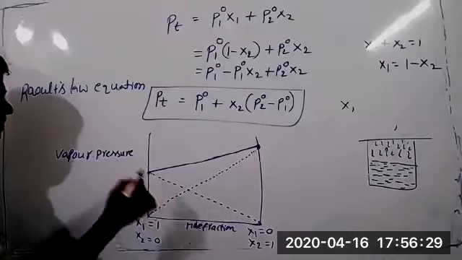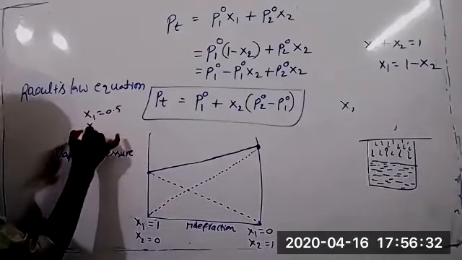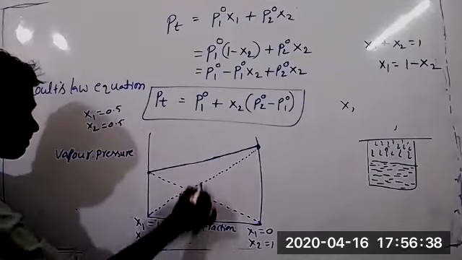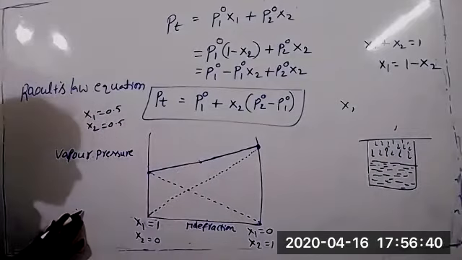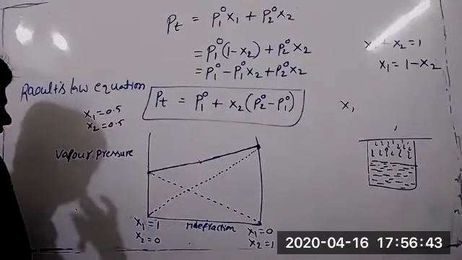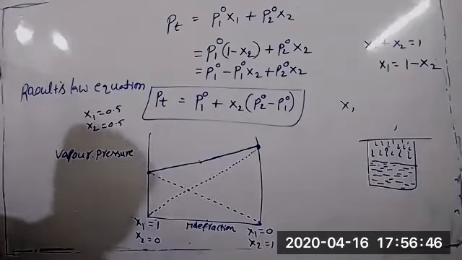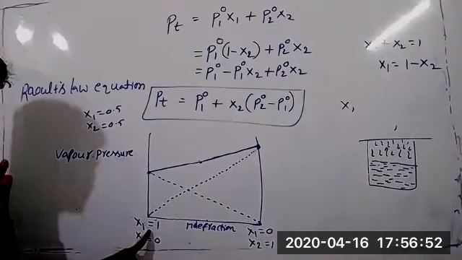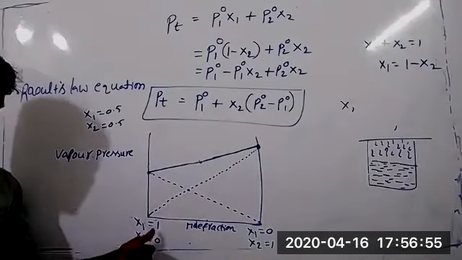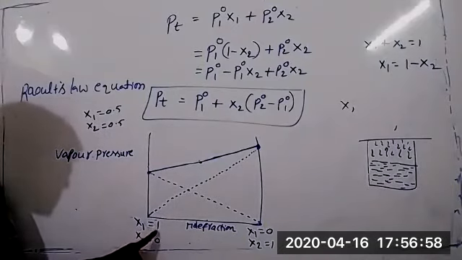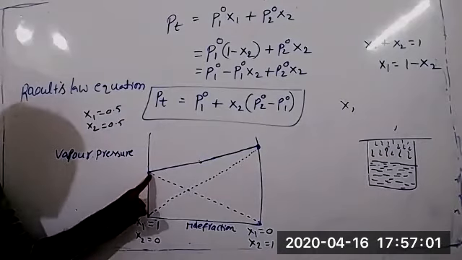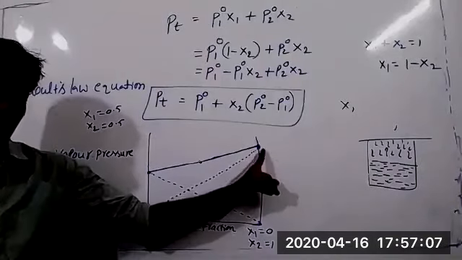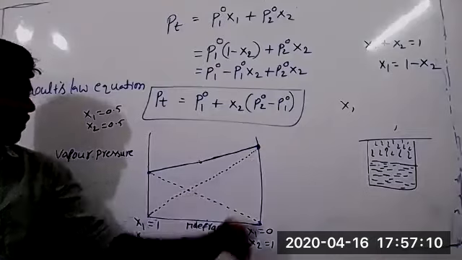Suppose component 1 is 0.5 mole fraction and component 2 is also 0.5 mole fraction. Then the point comes here, so its total vapor pressure becomes this. Can you explain that part once again, sir? Okay, listen. This point refers to the vapor pressure of component 1. We are taking only component 1 here. Mole fraction of 1 is equal to 1, mole fraction of 2 is equal to 0. This point refers to the vapor pressure of component 2. Now connect these two points.